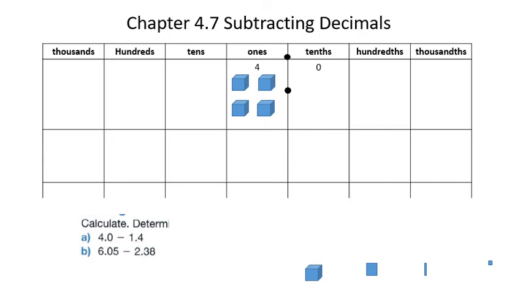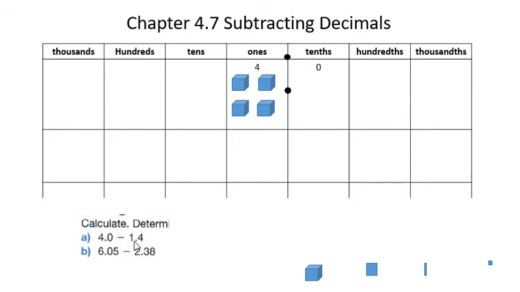Welcome back, grade 6. Today we are working on Nelson Math, chapter 4, section 7, subtracting decimals. I'm using the same type of format, that is the place value chart, as we used for adding decimals. We'll do one with the place value with the base 10 blocks, and then we'll move on to use the digits instead. So let's do our first one here.